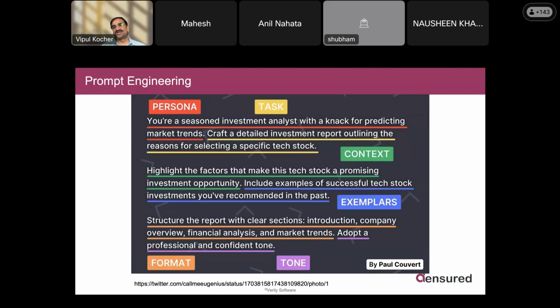So these 6 things: persona, task, context, example, which is also called one shot or few shot learning, format, and tone.